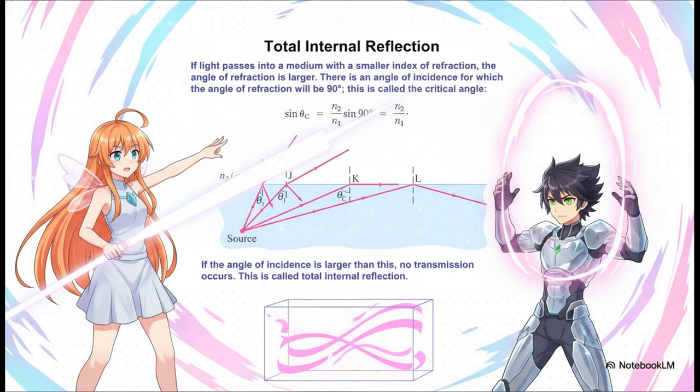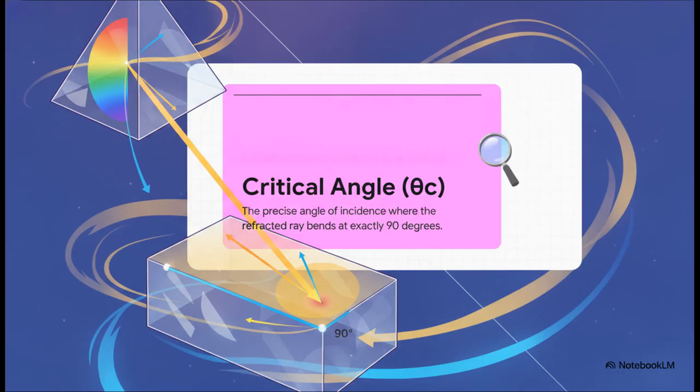As the incoming angle gets steeper and steeper, that exiting ray bends closer and closer to the actual boundary line of the plastic. Eventually, the angle gets so extreme that the light ray physically cannot bend any further without turning back inside. It literally can't escape into the air at all. It becomes completely trapped inside the plastic. And that exact tipping point? It has a name. It's called the critical angle.